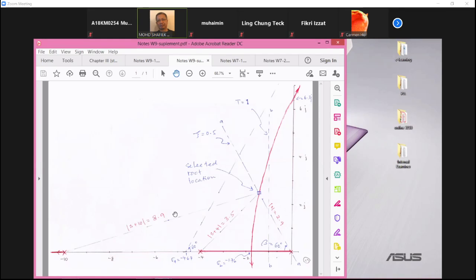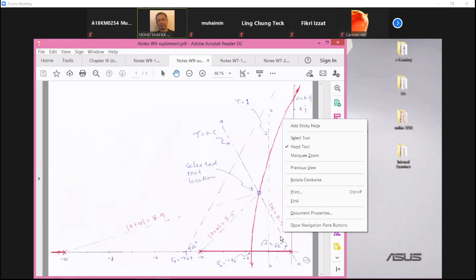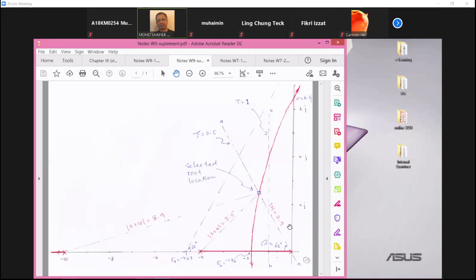So I measure that to be 8.9. The magnitude of s is 2.9. s plus 4 is 3.5. s plus 10 is 8.9. Where do I get that? I measure it because I have drawn this to scale. So I can measure that and then use my scale, and then I can compute the distance.